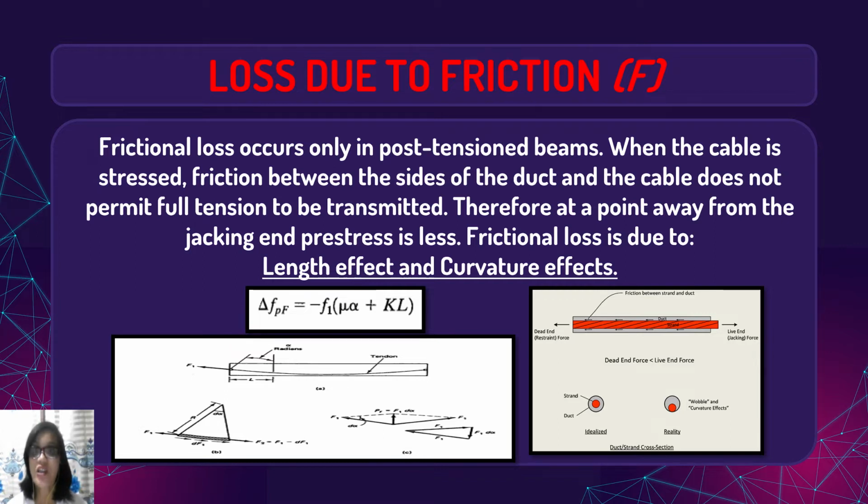Frictional loss is due to the length effect and curvature effects. The tendons are provided inside the precast concrete member. So the loss due to friction between the concrete surface and the tendon is accompanied by the wobble effect.